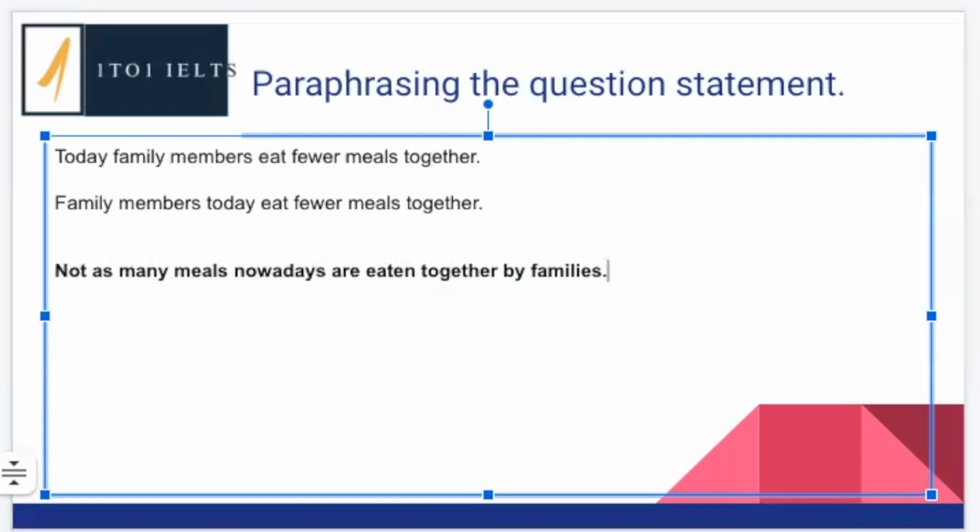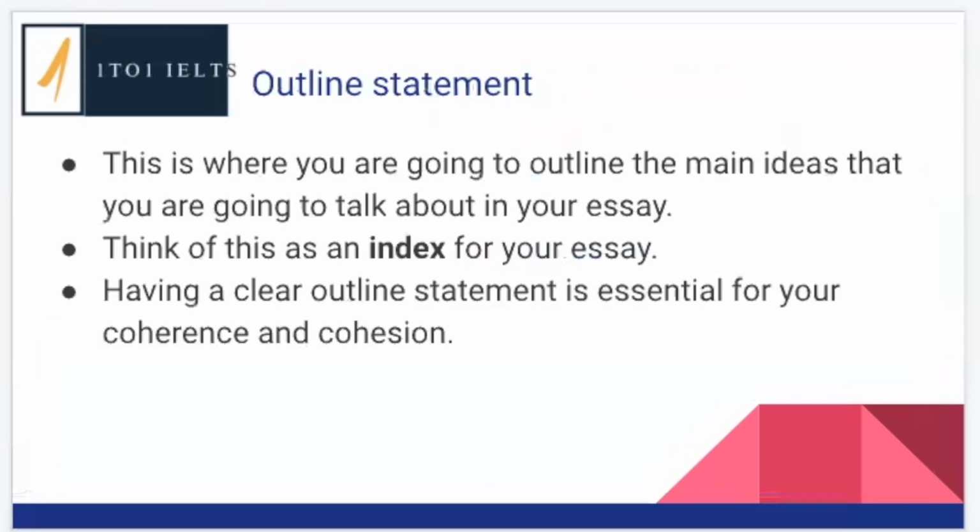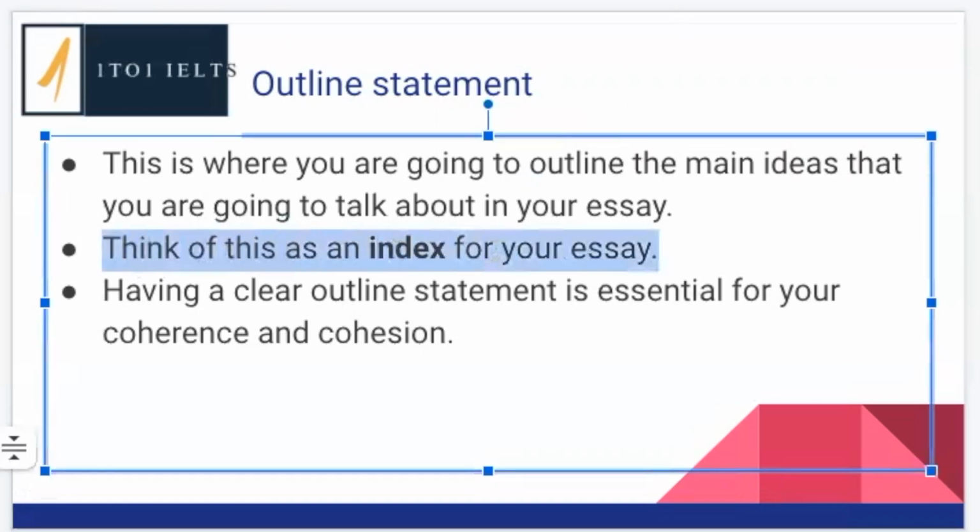So after our paraphrasing, we go on to our outline statement. Now, our outline statement is where you outline the main ideas that you're going to talk about in your essay. This is how I want you to think of outline statements. They are an index for your essay. So an index tells you what is coming after the index.